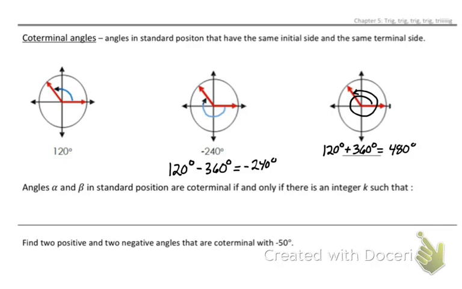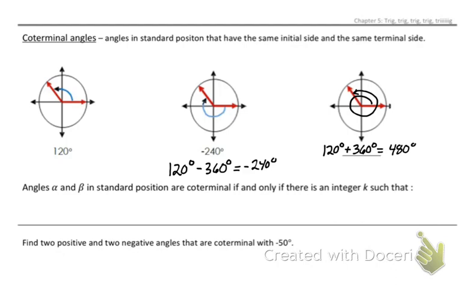If I add 360 to this, it'd be another coterminal angle. If I add 360 more, another coterminal angle. It has to be 360 though. If I add 180, it's no longer coterminal. If I add 180 to this, it's actually over here that it's going to exist. So it's a series of adding 360 or subtracting 360 that gets us the coterminal angles.